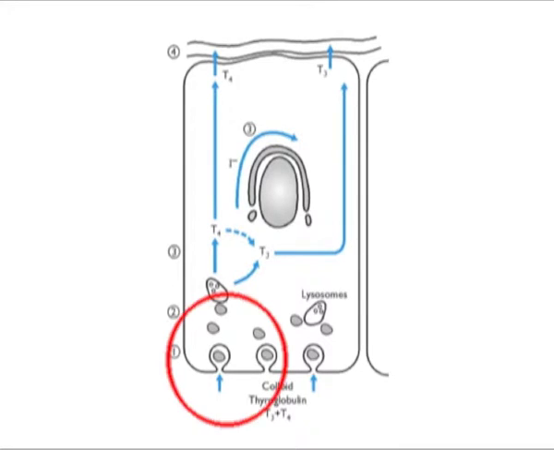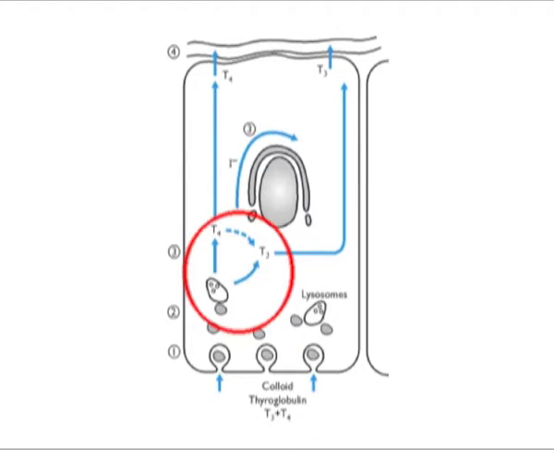In presence of TSH, colloid droplets comprising of thyroid hormone within thyroglobulin are taken back into the follicular cells by the pinocytosis process. Colloid droplets get fused with lysosomes that causes hydrolysis of thyroglobulin to release T3 and T4. About 10% of T4 undergoes monoiodination to T3 before it is secreted. Generally, 100 microgram of T4 and 10 microgram of T3 is released each day.